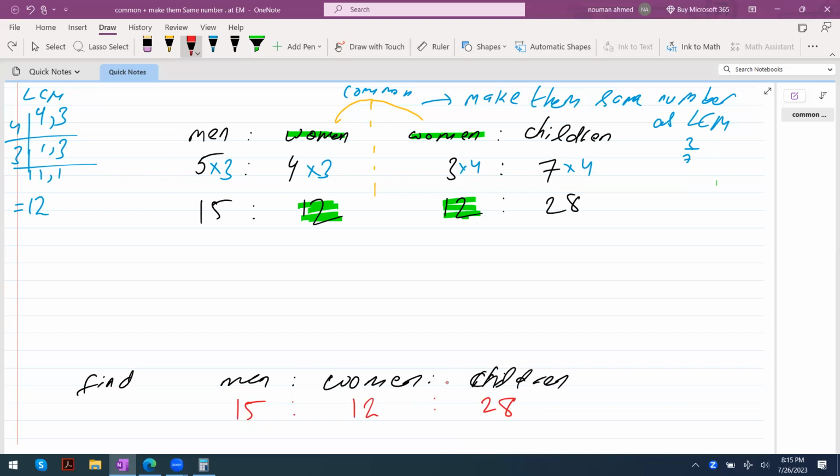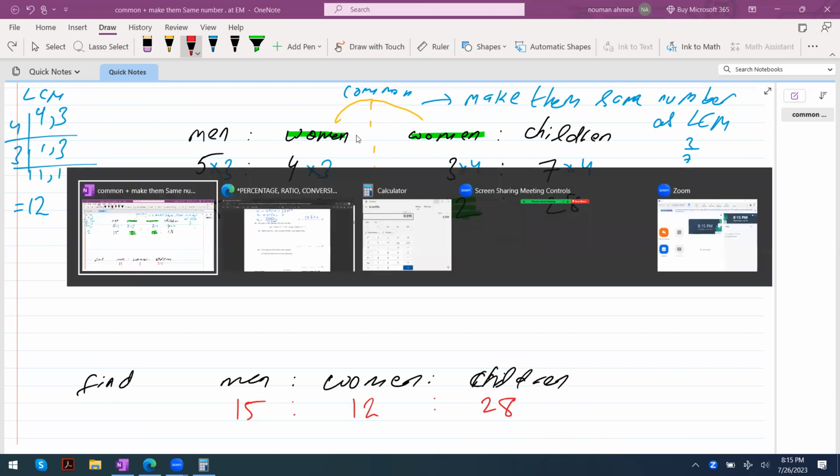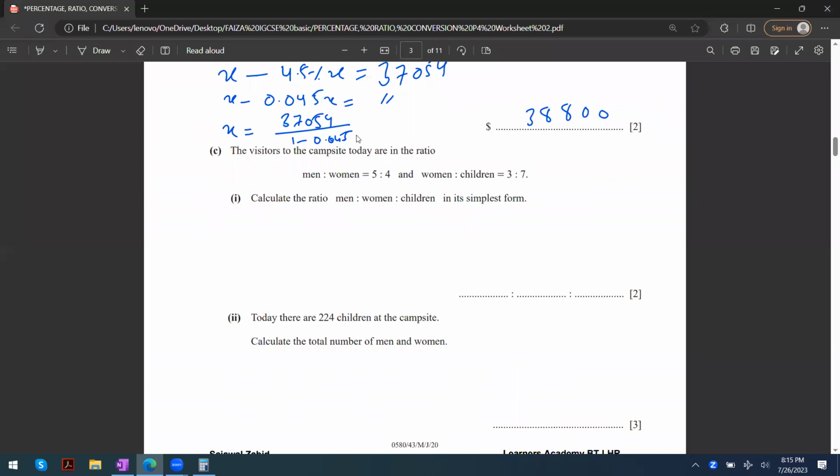Okay. Is it clear? Please note down this method. Every time you have two different ratios, you have to write like that. You will get more questions like this in other worksheets, the P2 worksheet especially, that I have shared.